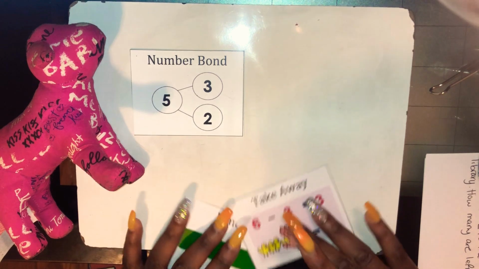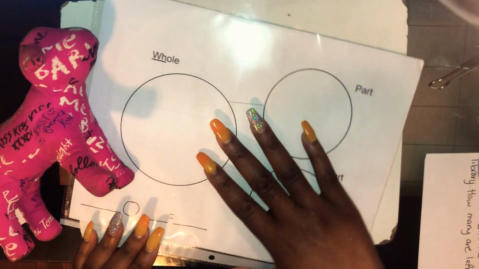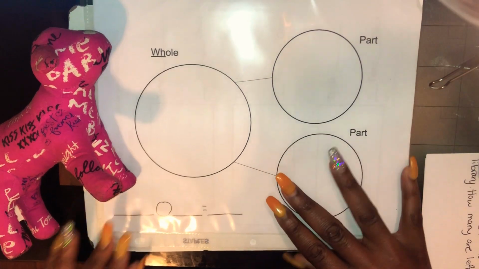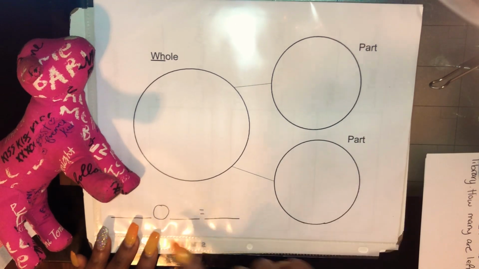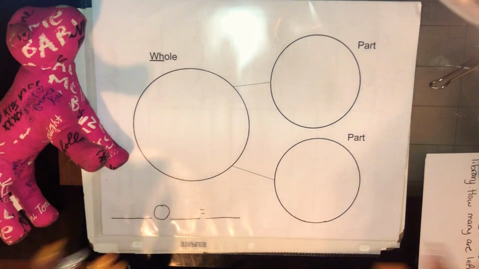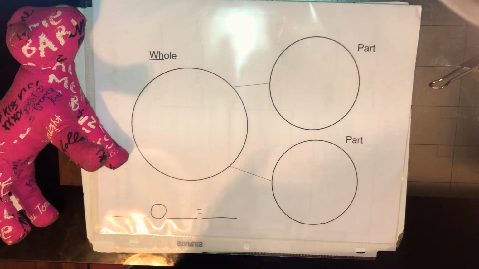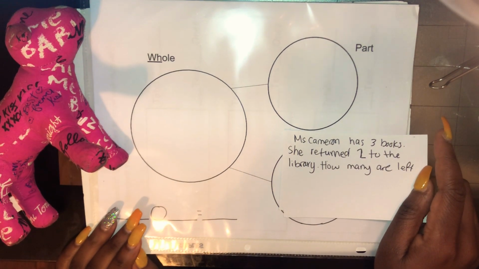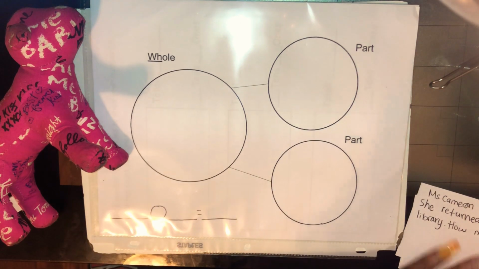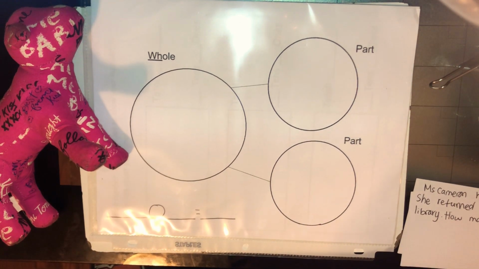Okay, boys and girls. So today we're going to be writing an equation and using our number bond to solve problems. Okay, so I have my little number bond already here, and it's already labeled whole, part, and I have my little line for my equation. So let's look at this story. It says Miss Cameron has 3 books. She returned 2 to the library. How many are left?